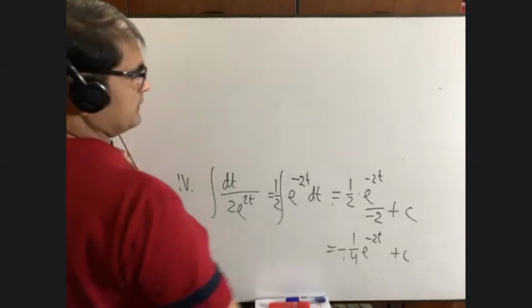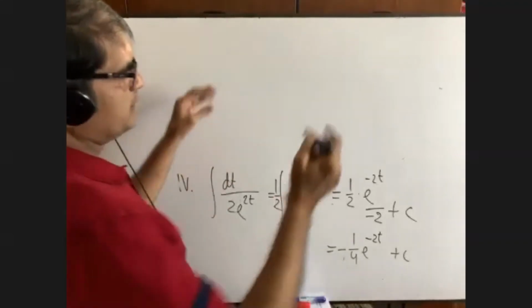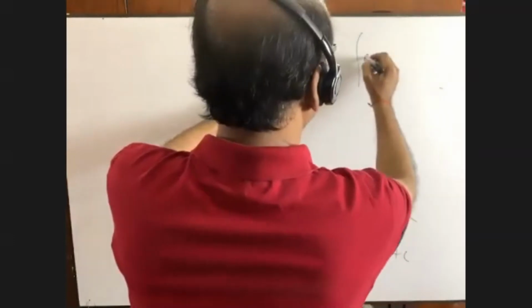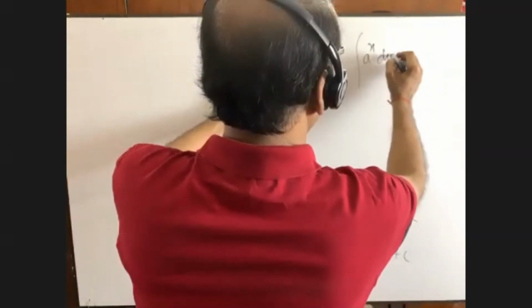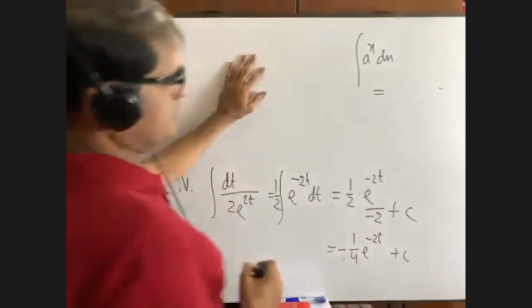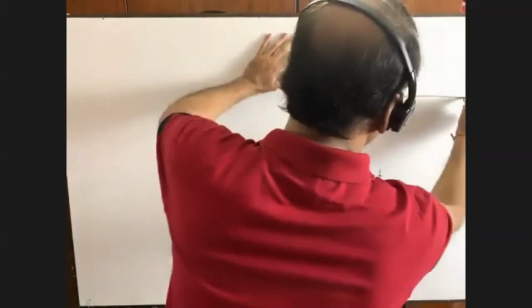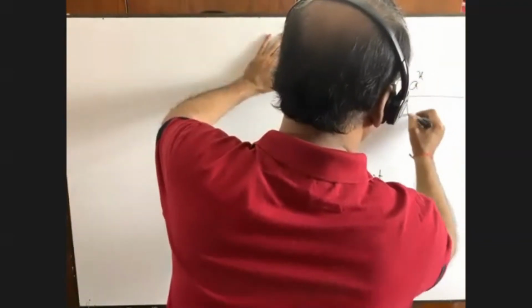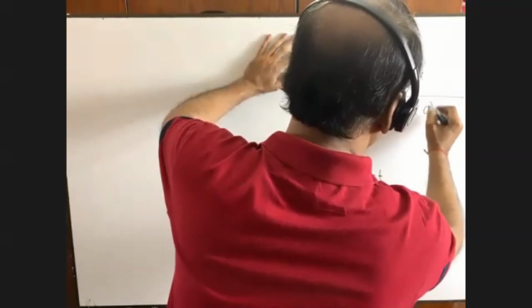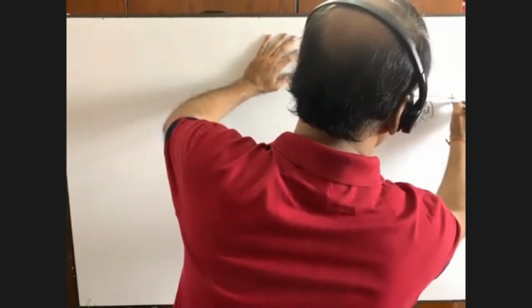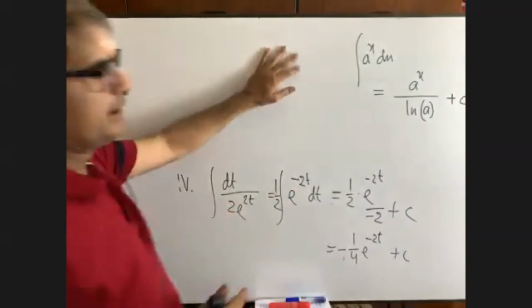I think you have copied it. Can you remember please what is the integration of a to the power x dx equals to what? A to the power x by ln a, right? Plus C. I think you can remember, right?